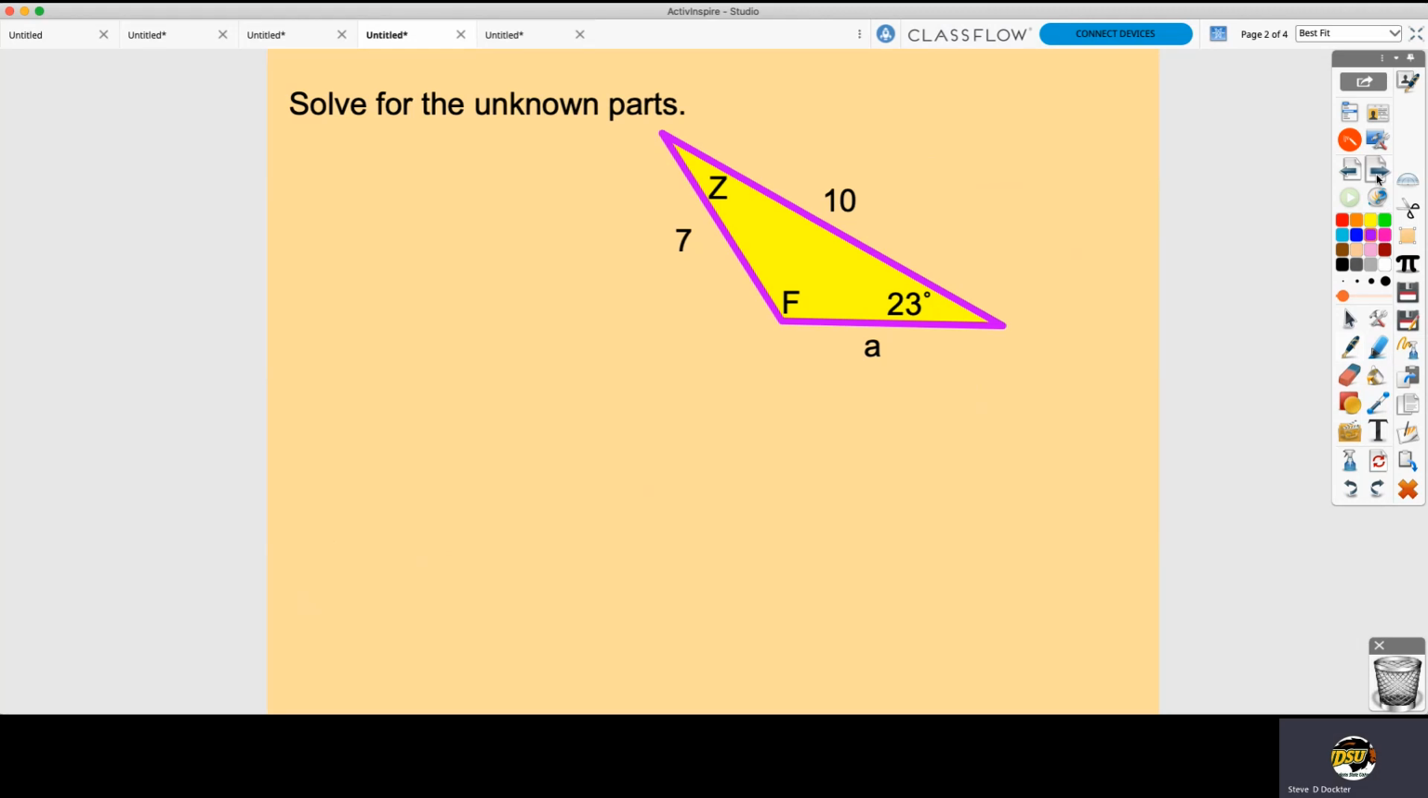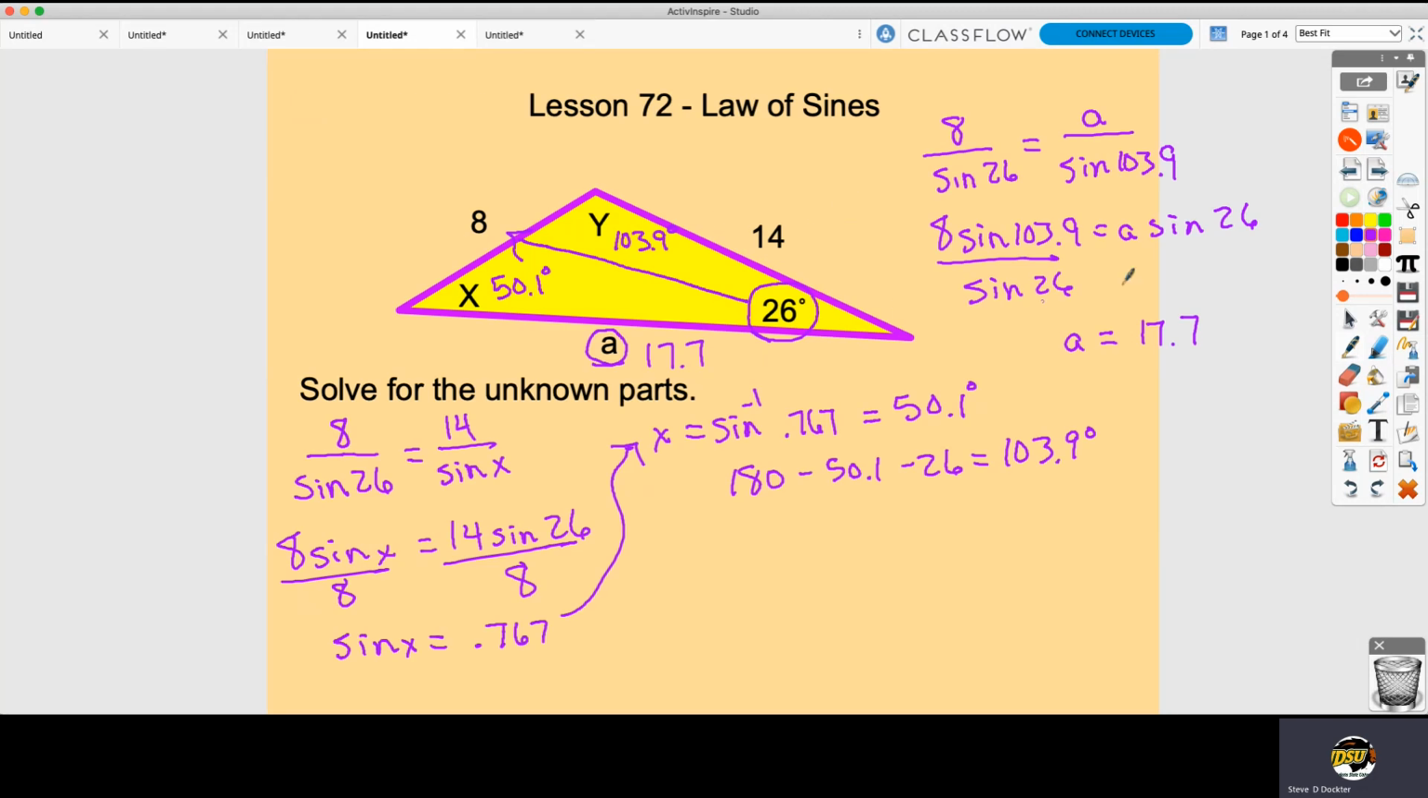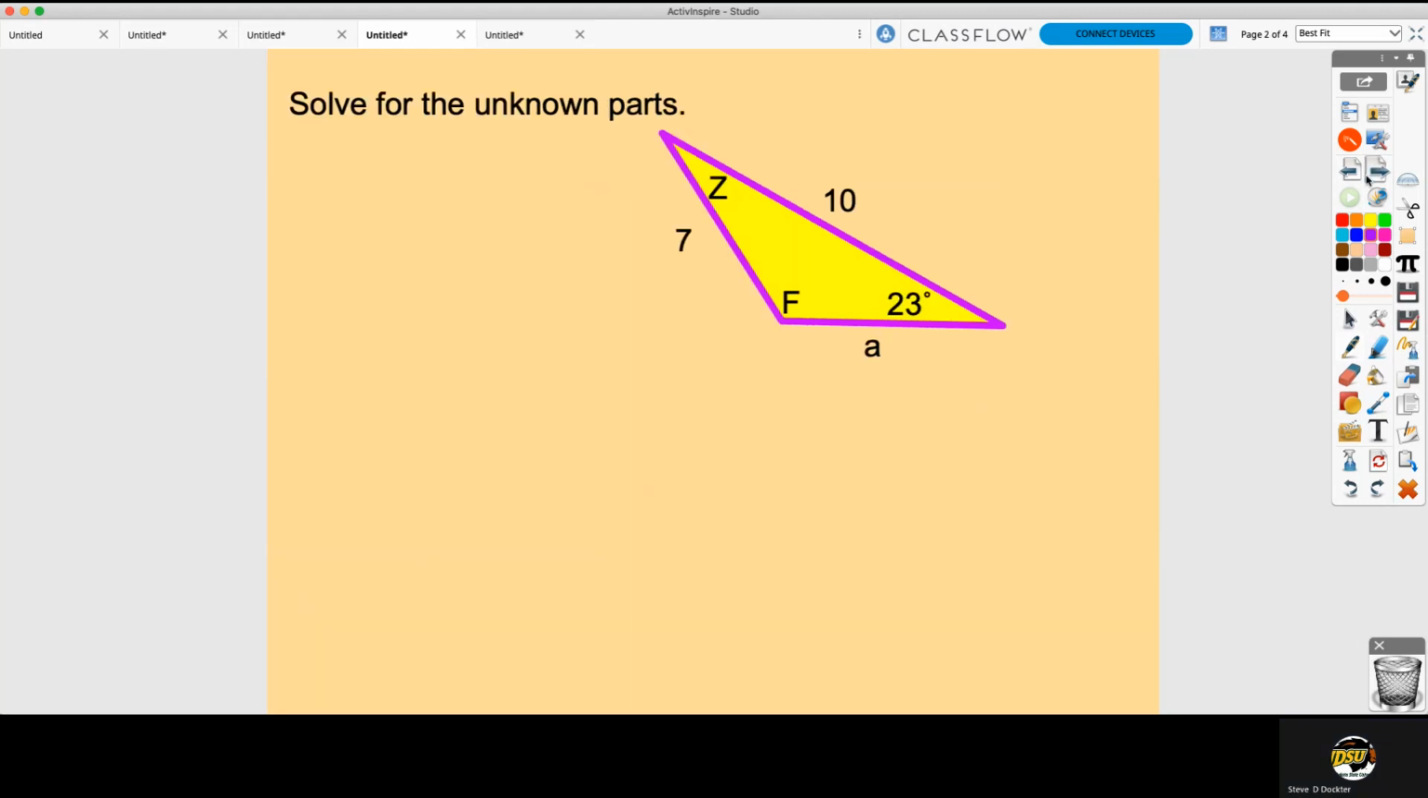All right, now on the last one, what we had was two sides and an angle. This time we have that exact same concept. So what I want you to do is go ahead and find Z, F, and A, please. What you're going to need to find first is F.